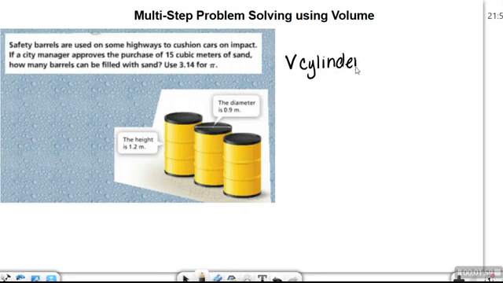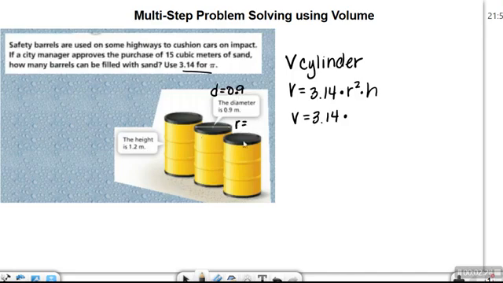So let's find that first. So our formula, let's write it down. Volume equals 3.14, because it says use 3.14 for pi, times radius squared times height. So now we're going to fill in our numbers. 3.14 times radius squared, and we only have diameter here. We have that diameter equals 0.9. So we first need to find what r is. So we know that radius is half of diameter.